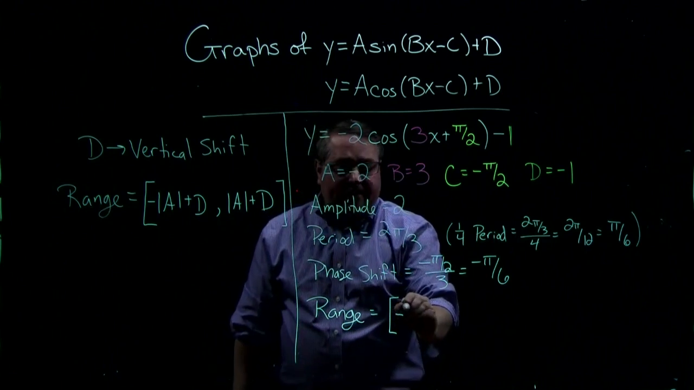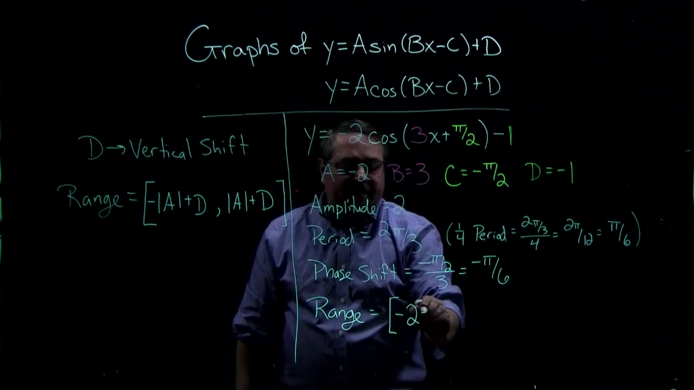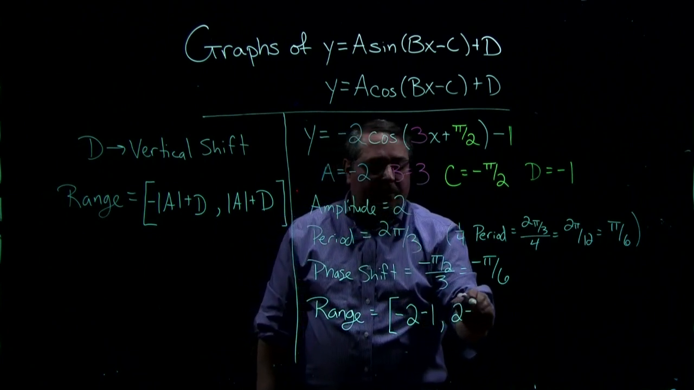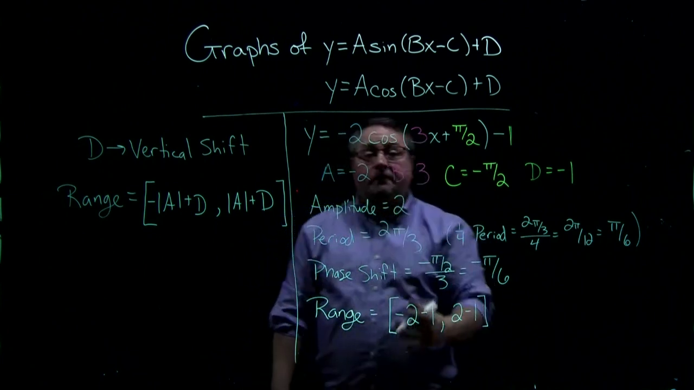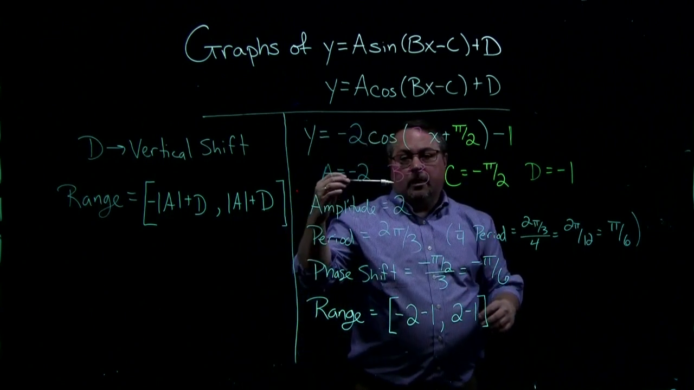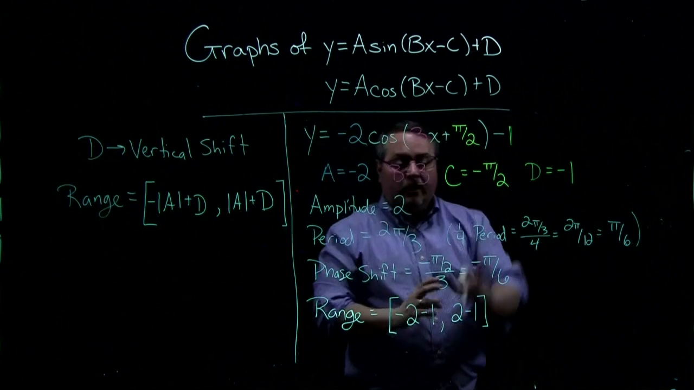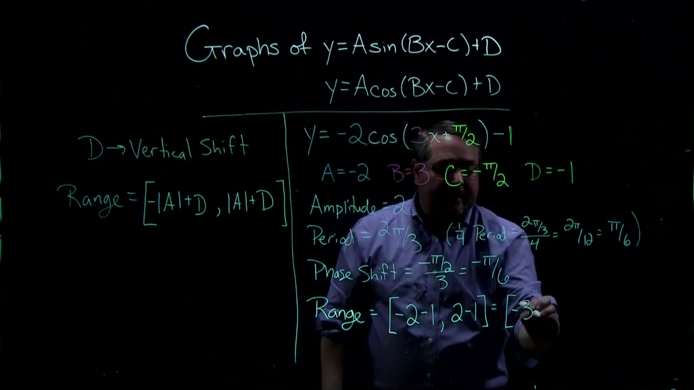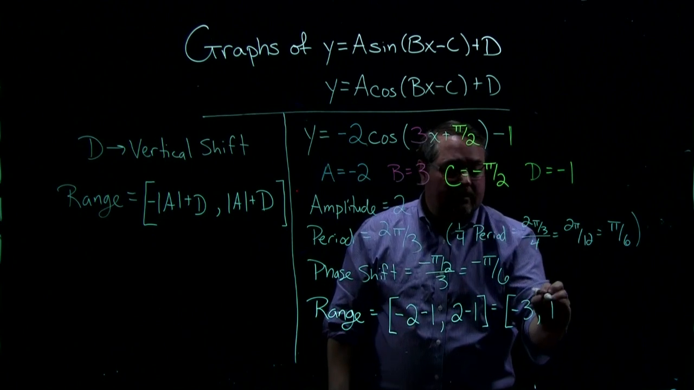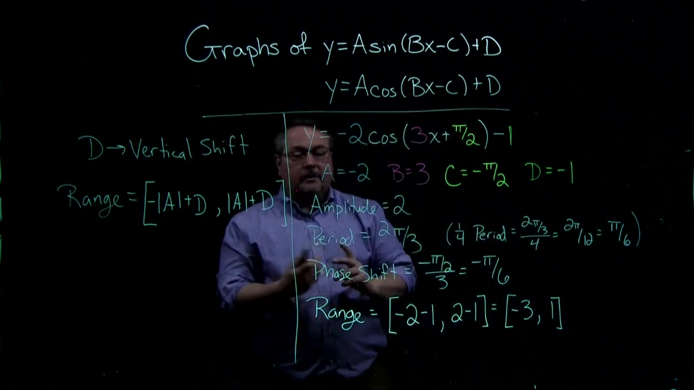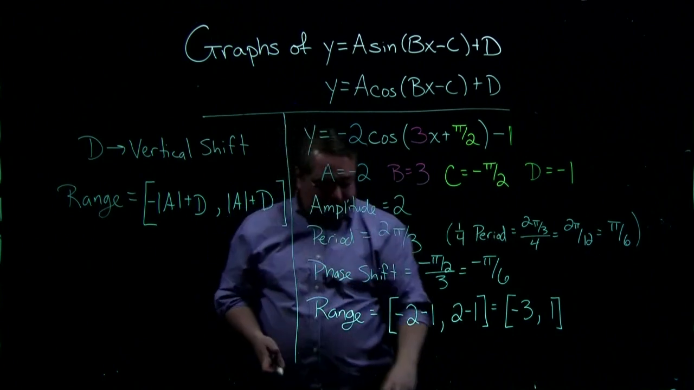So now we need to add that d, so we need to subtract 1 to both ends of our range, because we're shifting everything down by 1 unit. So now instead of our y's ranging from negative 2 to positive 2, we shift that down by 1, and now we're going to range from negative 3 to positive 1. Okay, so that's all the relevant information.